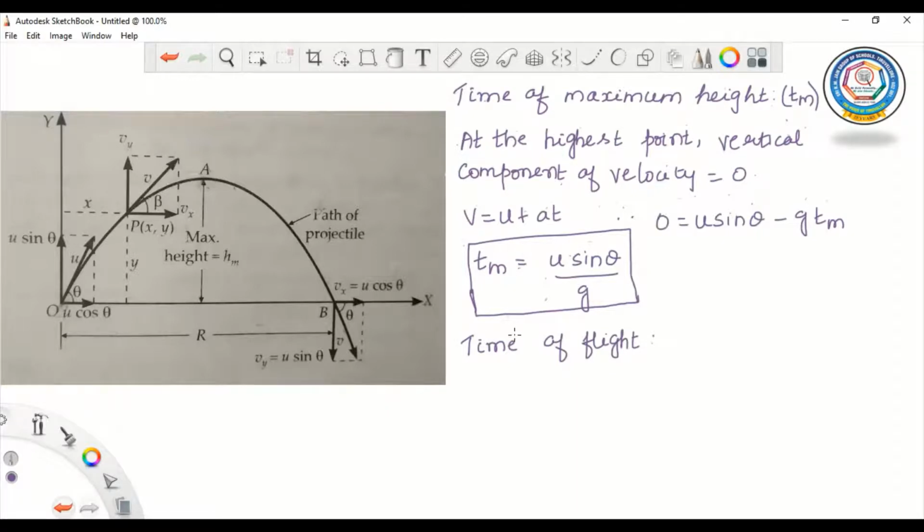Actually, what is this time of flight? It is the time taken by the projectile from the instant it is projected, that is from the point O, till it reaches a point in the horizontal plane of its projection, that is this point B. So what is the time taken by the projectile from the point O till it reaches this point B?